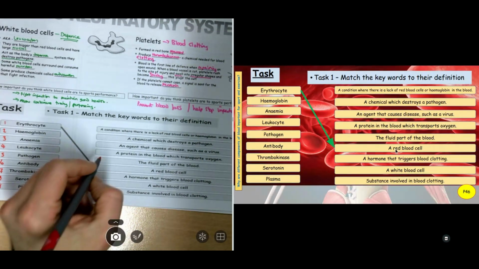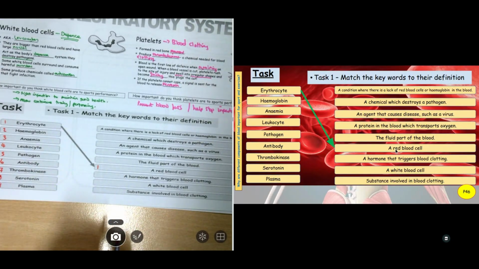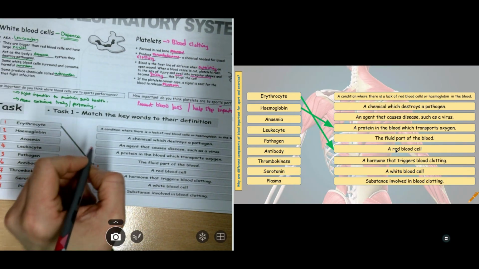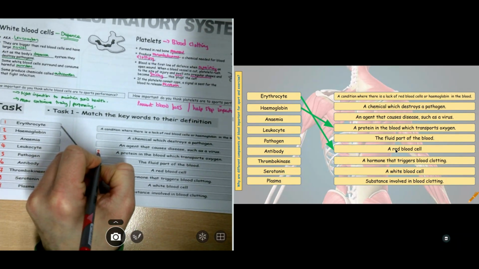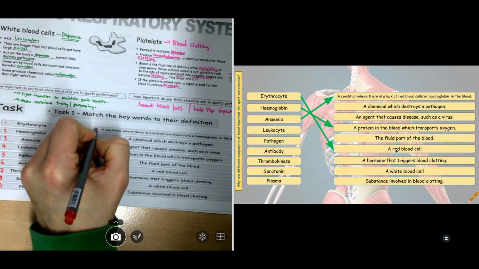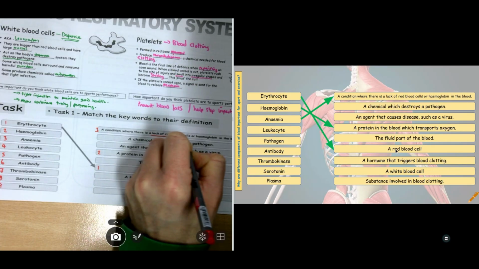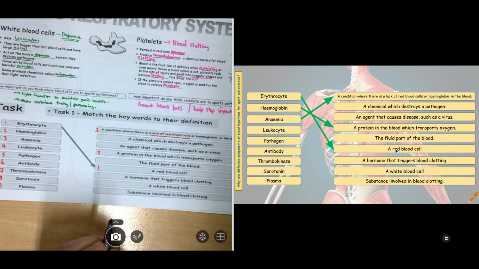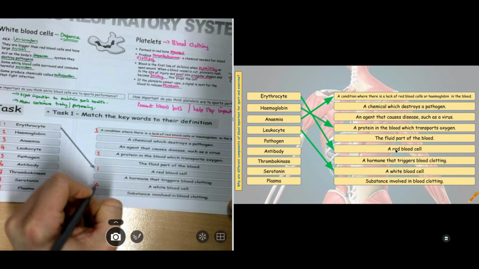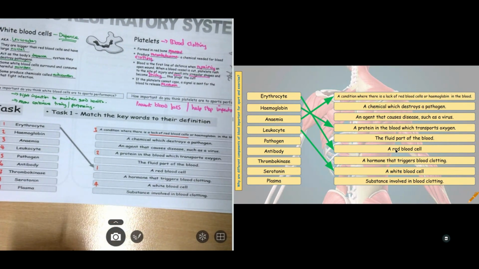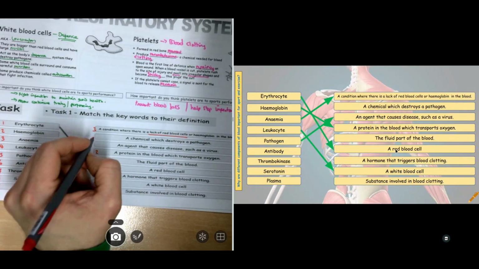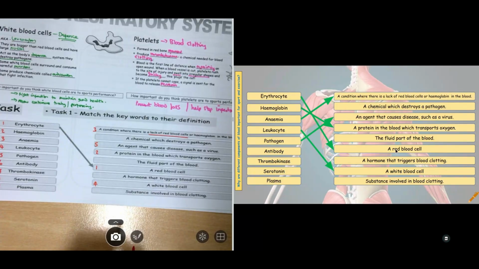So obviously your first one, erythrocyte, is a red blood cell, so that's number 1. Hemoglobin is a protein that transports oxygen. Anemia is a condition where there is a lack of red blood cells. Leukocyte is a white blood cell. A pathogen is an agent that causes disease, such as a virus.